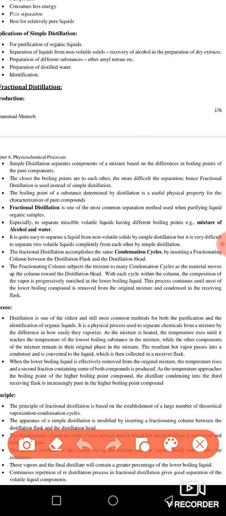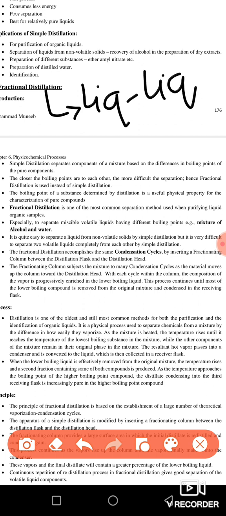Okay, so in the simple distillation process, you separate a liquid from a non-volatile solid, but in the case of fractional distillation, you can separate a liquid from another liquid. Okay, but the one thing you have to get is that both of these liquids can have near or closer boiling points.